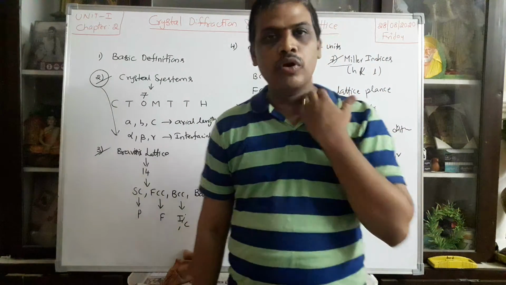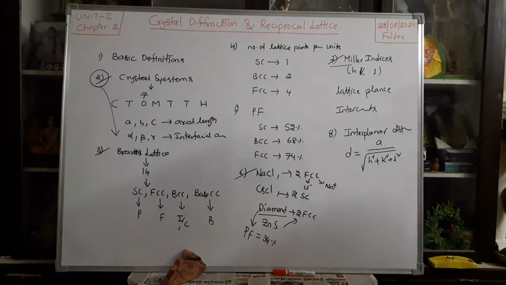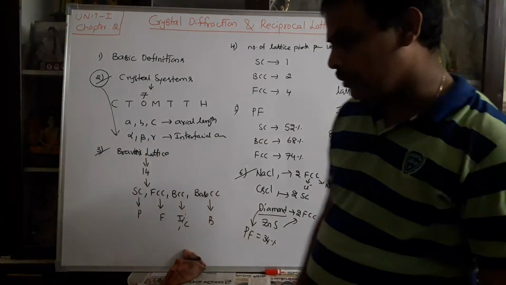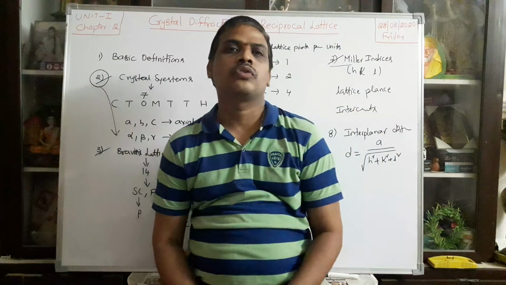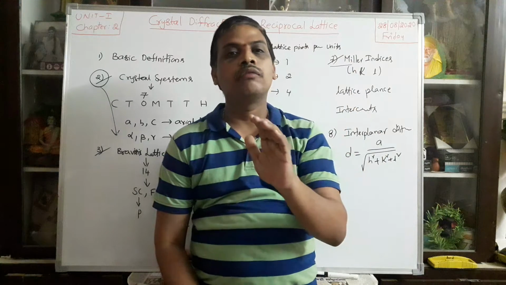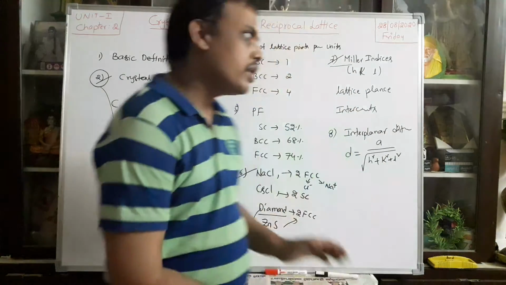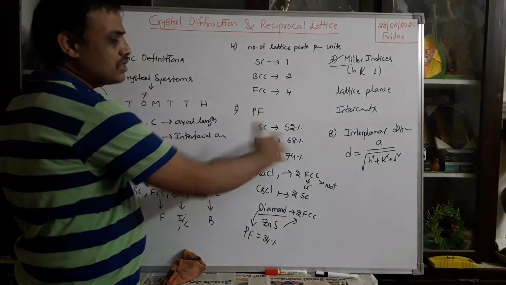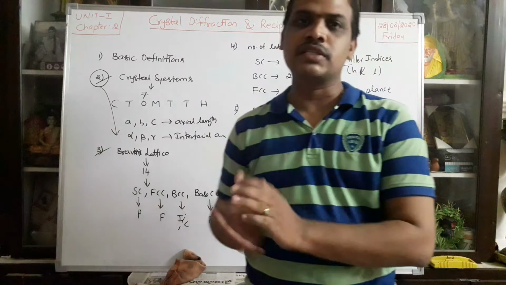Okay, from the exam point of view, this is the clear analysis of your chapter number 1. According to your question paper, the first question has a choice: question number 1A or 1B. Question 1A is given completely according to your crystal system. Based on these 8 topics, the 1A question is given.